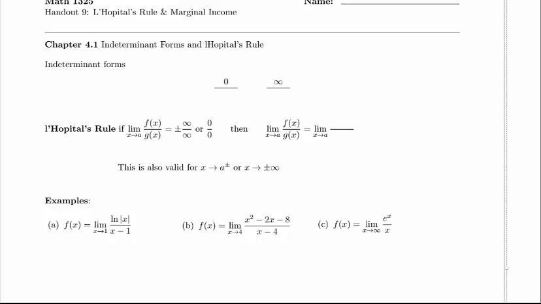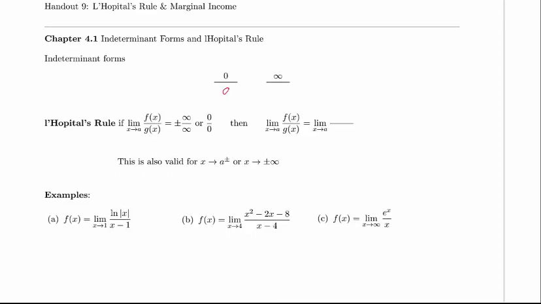L'Hopital's rule is something we can use to help us evaluate a limit from an indeterminate form. And note we've already spoken a little bit about indeterminate forms, and now we're going to talk about a method that we can use to solve these. An indeterminate form is anything that has 0 over 0 or infinity over infinity. And it can be positive or negative, doesn't matter. But as long as you've got a 0 over 0 or infinity over infinity.